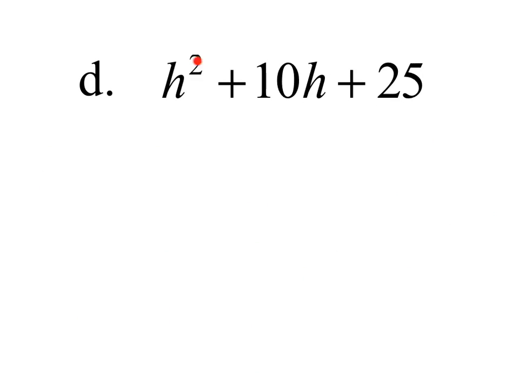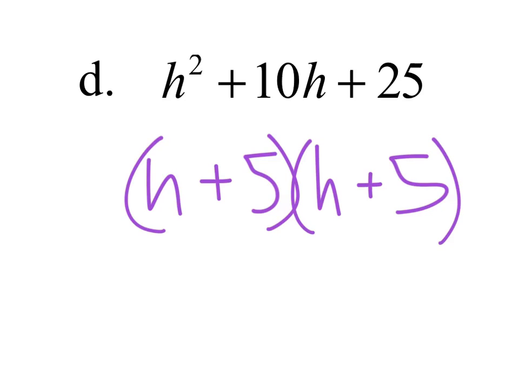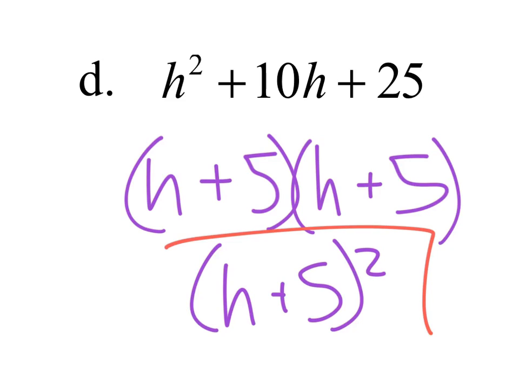Let's factor question 4D, where we have h to the second plus 10h plus 25. We've got to figure out which two numbers multiply to 25 and add to 10. That's pretty simple, right? I know that it's going to be open parentheses, close parentheses, open parentheses, close parentheses, h, and what two numbers multiply to give us 25? 5 and 5, right? And because 10 is positive, this is going to be h plus 5 times h plus 5. And we could simplify this further to h plus 5 squared. Boom. We're done.